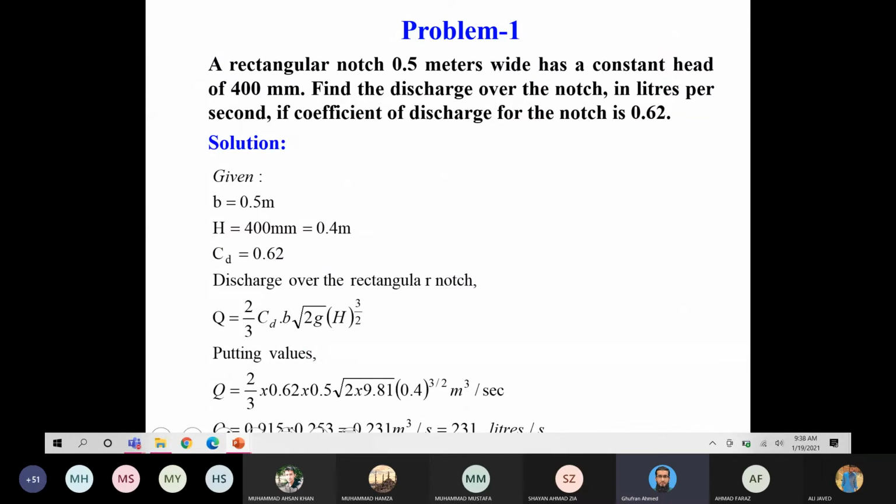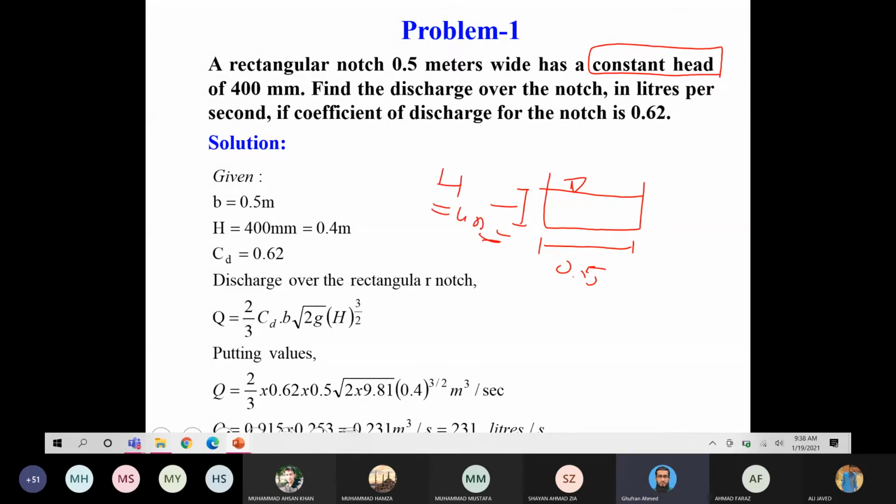So an example of this formula, a very simple example: a rectangular notch of 0.5 meter wide has a constant head of 400 millimeter. So the width of the notch is 0.5, and the water which is flowing over this has a constant head. देखो यहाँ पे constant head आ गया. अभी जिस बच्चे ने क्वेश्चन पूछा था RFS में, उसमें भी constant head होना चाहिए. So if the head is not constant, then you cannot measure discharge. So H is 400 millimeter.